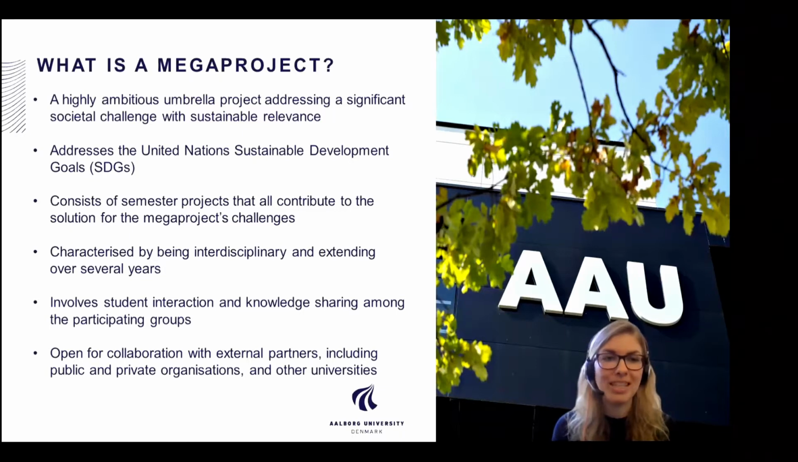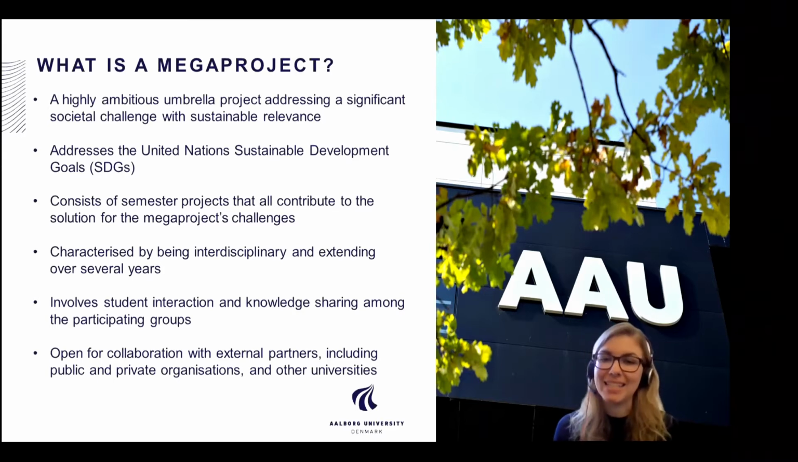A mega project is this highly ambitious umbrella project, which means it's a big theme that consists of smaller projects, and together they make the mega projects. They are all addressing significant societal challenges and have all a specific relevance within sustainability. This is done through addressing the United Nations Sustainable Development Goals, otherwise known as the SDGs. I think that most of you will have heard about these.